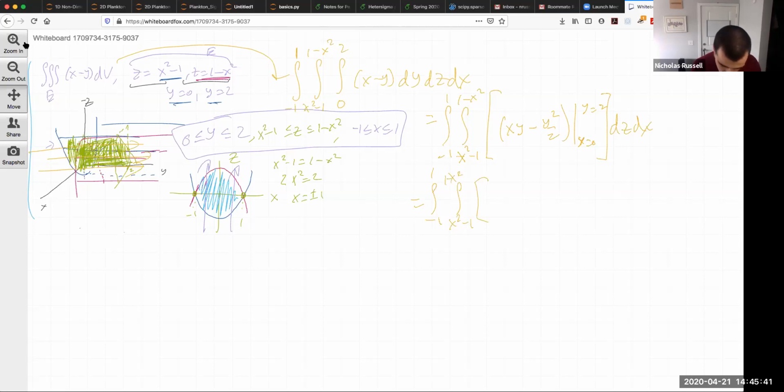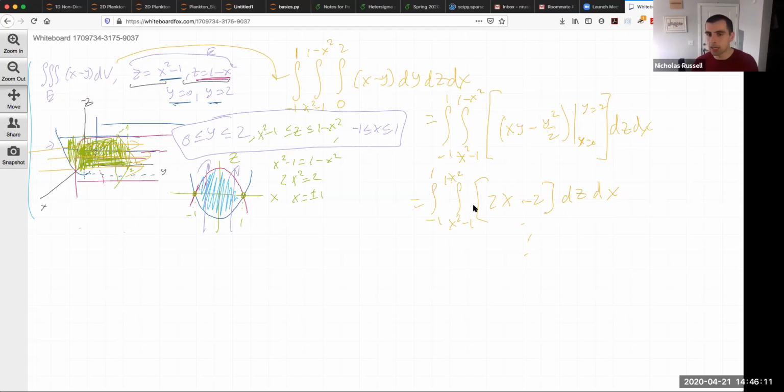This guy then becomes, the 2 is the only one that really matters. The 0 will go away. So this becomes 2x minus 2 dz dx. And from here, we can integrate this pretty nicely. We can keep going from that. But the goal here was just to show you that you can integrate this as similarly as possible. Right now, I'm down to a double integral again.